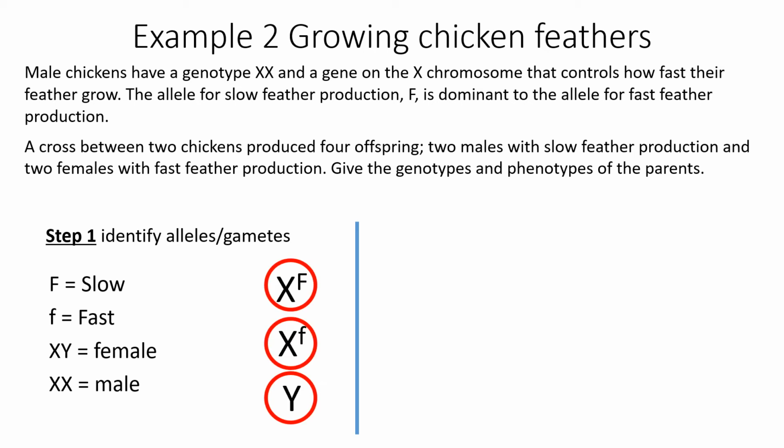We have the two versions of the X chromosome with the dominant and the recessive allele. And then we have, of course, the Y chromosome, which does not have an allele for feather growth on it. In the actual question, we're asked to give the genotype and phenotype of the parents, which is normally step 2. As we can't do it in this particular question, what we're expected to do is use the genotypes and phenotypes of the offspring, put that in a Punnett square, and essentially work backwards to determine the genotype and phenotype of the original parents.